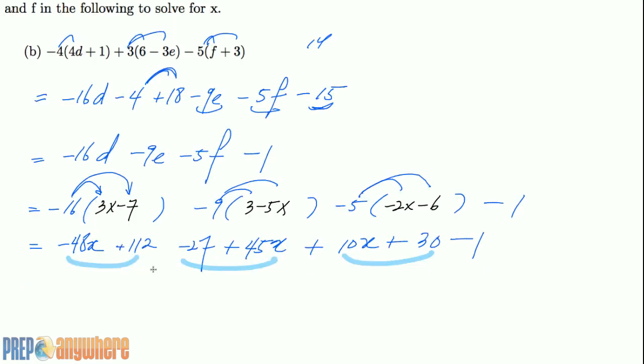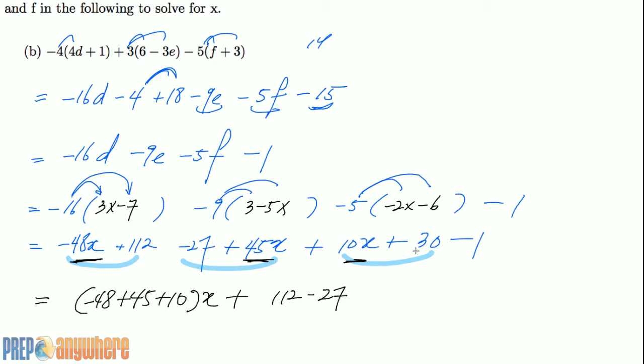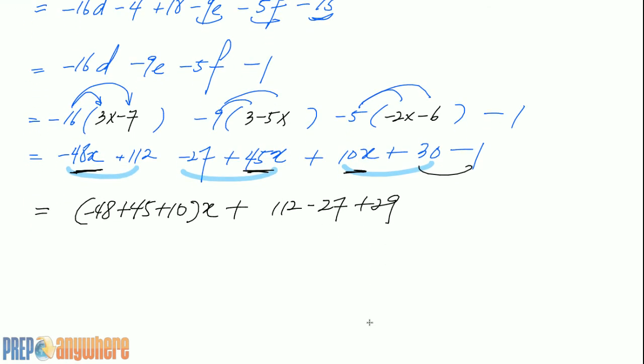Okay. See the x terms? You need to collect them. So let's put it all inside an x bracket. You get -48 plus 45 plus 10. You see the numbers? You keep it separate. Like that. Okay? Those two are 29, right? So that gives you actually -3. That gives you 7x.